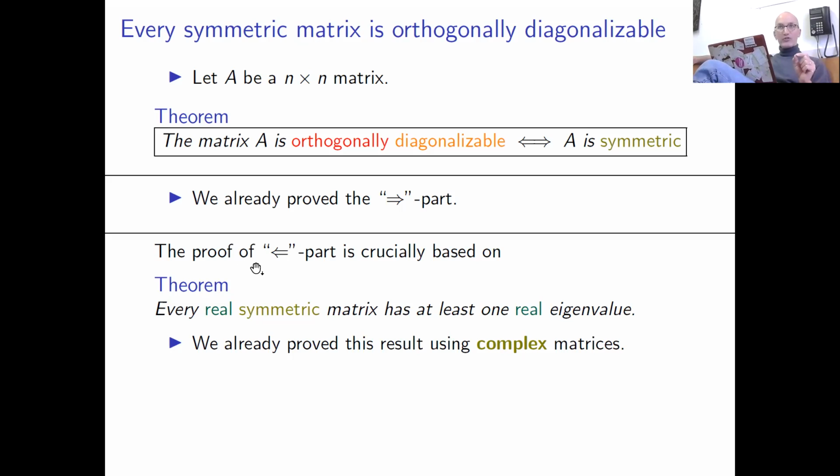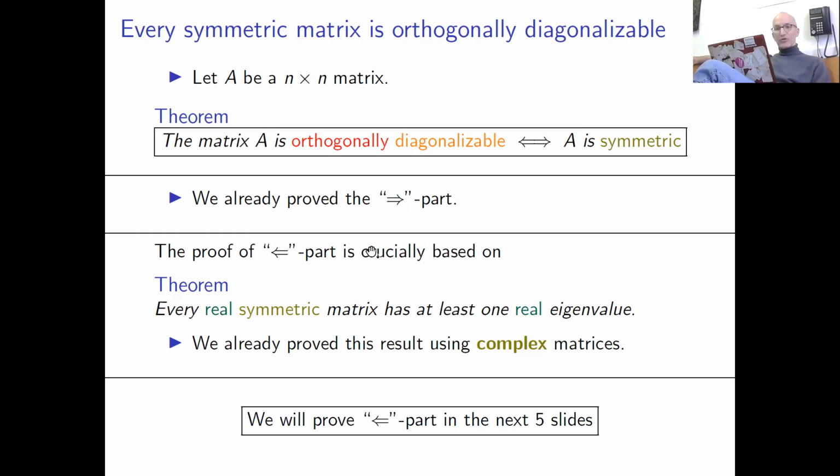To be precise, we proved that for every real symmetric matrix, if you take its characteristic polynomial, all its roots are real. So in particular, it has at least one real root. This is a very special corollary of our result. Okay, we proved this last week, so now we can use it. Why can we use it? Because we want to prove this direction of this theorem by induction.